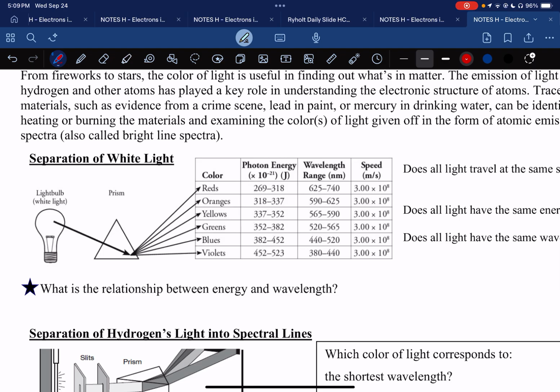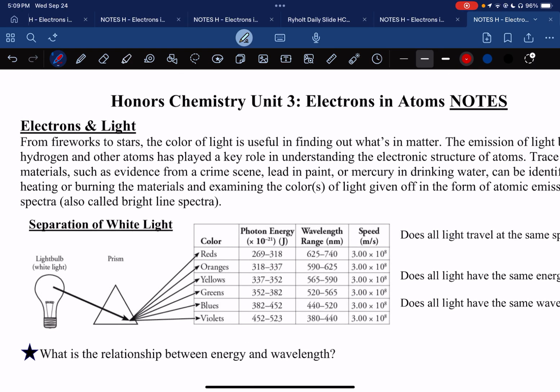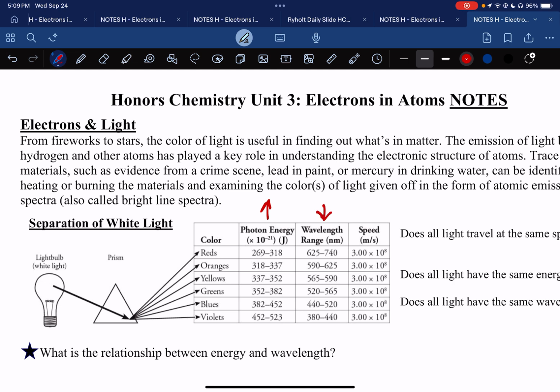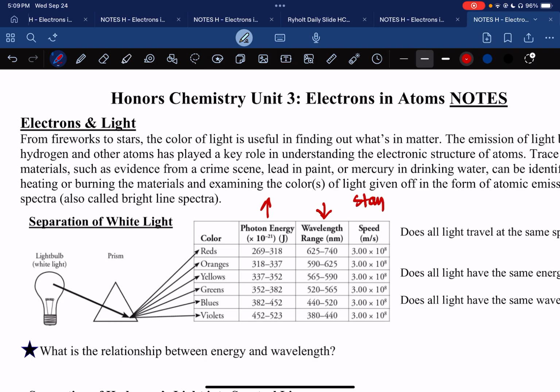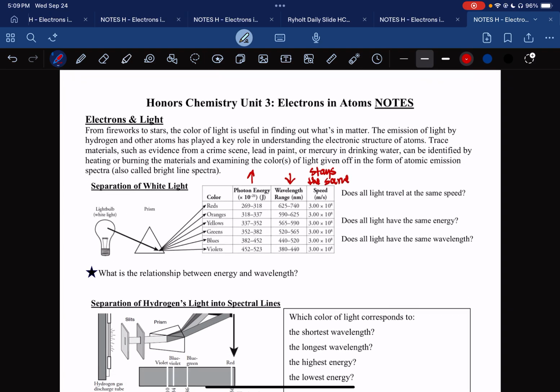You'll notice that where we have photon energy, as we move through the colors, our photon energy is increasing. And our measurement of wavelength as we move down is decreasing. But our speed stays the same. All right, so does all light travel at the same speed? Well, in this particular case, I think it is, and really in any case. I wrote no. Yes, it does.